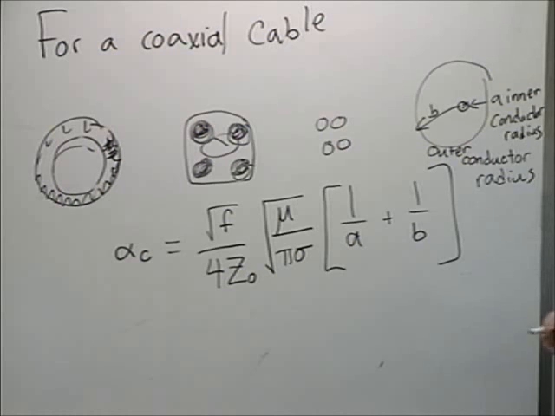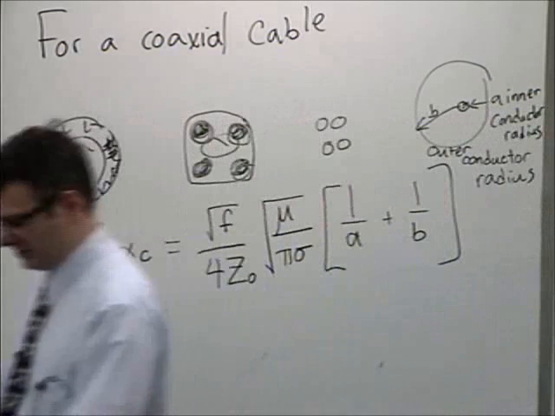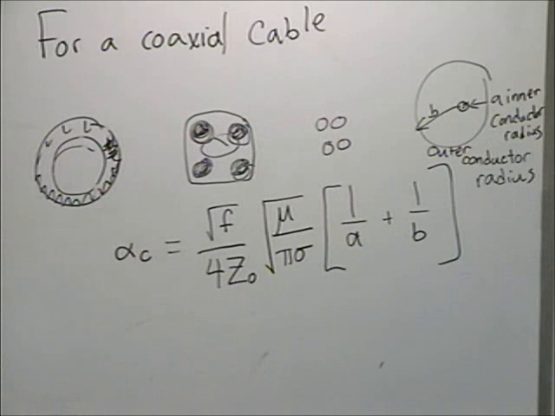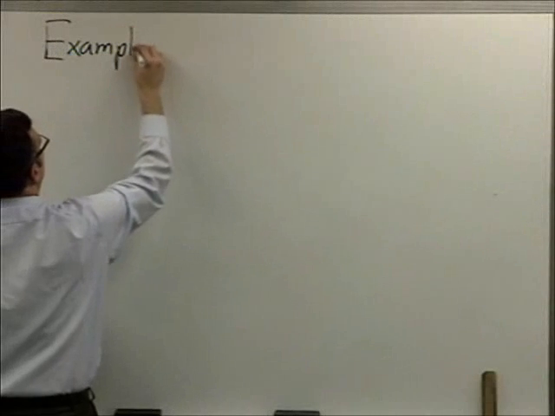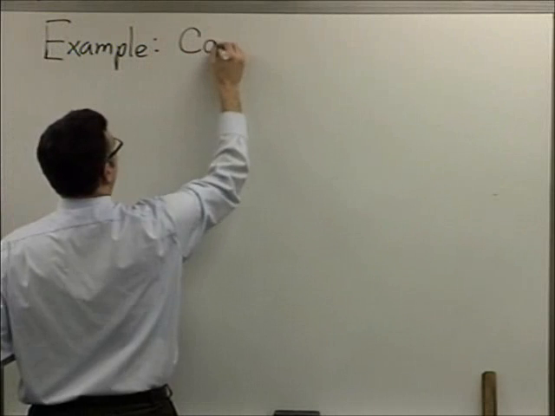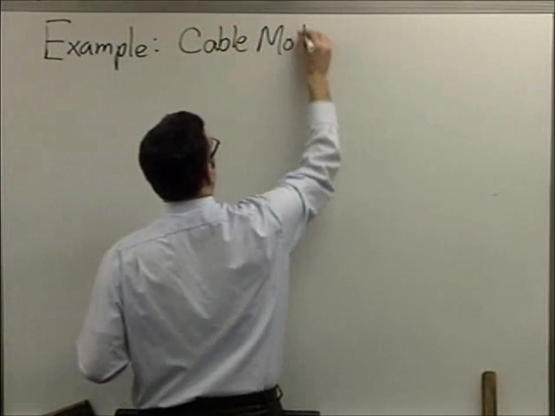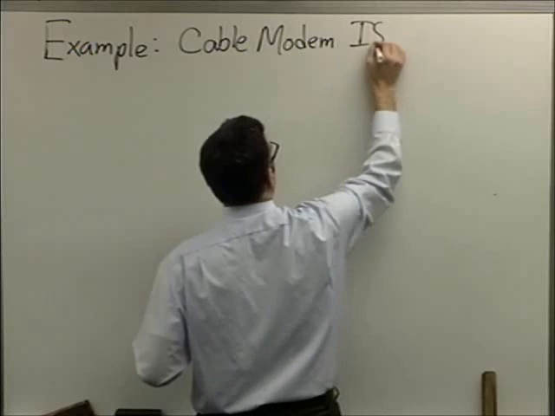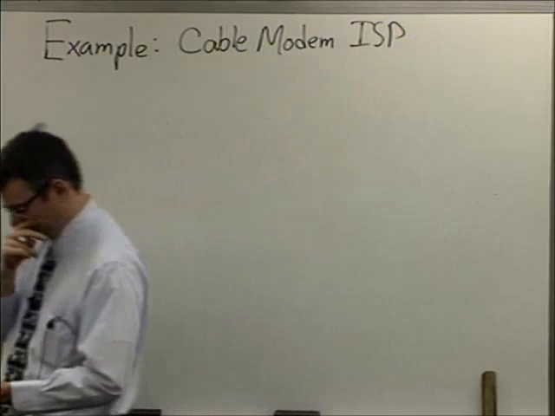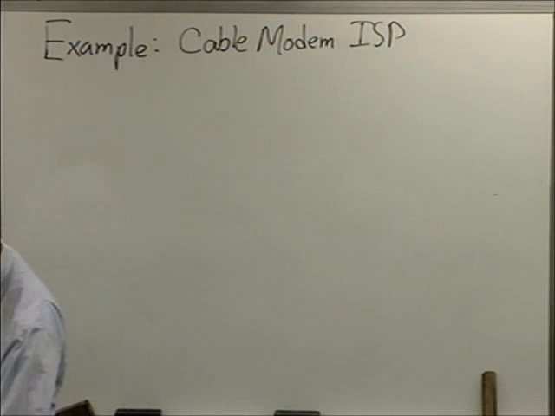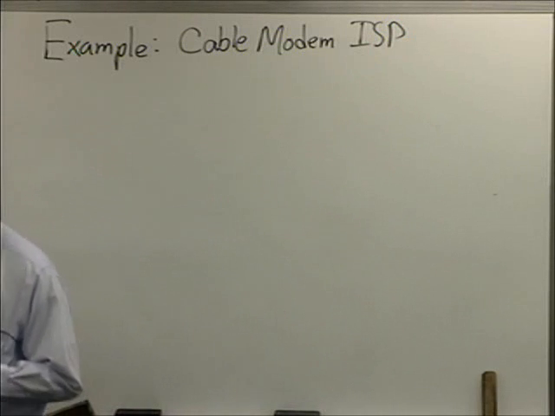Let's see. Oh, yeah, we have plenty of time to do it. A short example using this expression. Let's do a sample calculation. Get some numbers to all these formulas so that we know what we're physically dealing with. And our example is going to involve a cable modem, providing internet to your home. So how does this work?